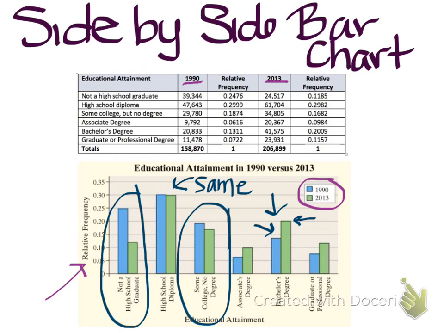So just some examples of some questions that I could ask relating to those. And yeah, like I said, I think side-by-side bar charts are the most interesting because they allow us to compare data sets. And that's more fun than just looking at a single data set, in my opinion. And that's it for categorical data.